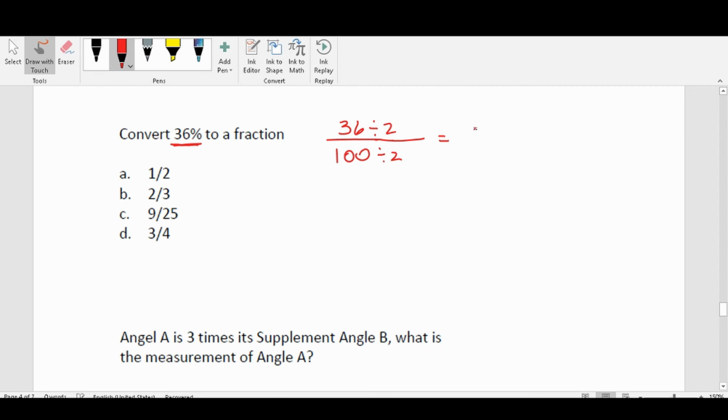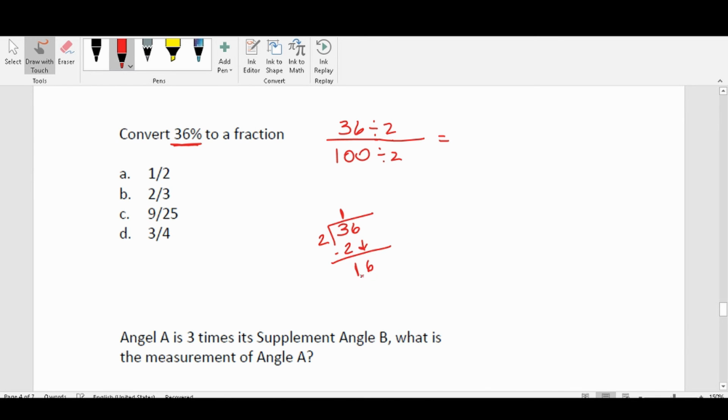36 divided by 2 is, and let me work this out. I know some of you can do it mentally, but let's work it out since we're practicing for the ASVAB. 2 goes into 3 one time without going over. 2 times 1, of course, is 2. We subtract. 3 minus 2 is 1.